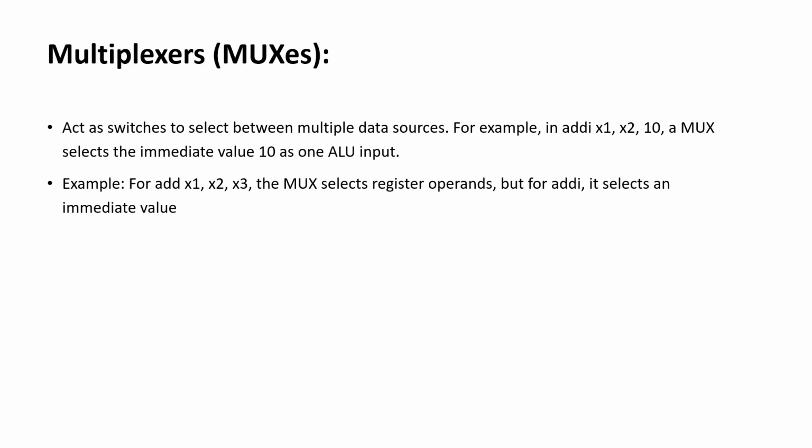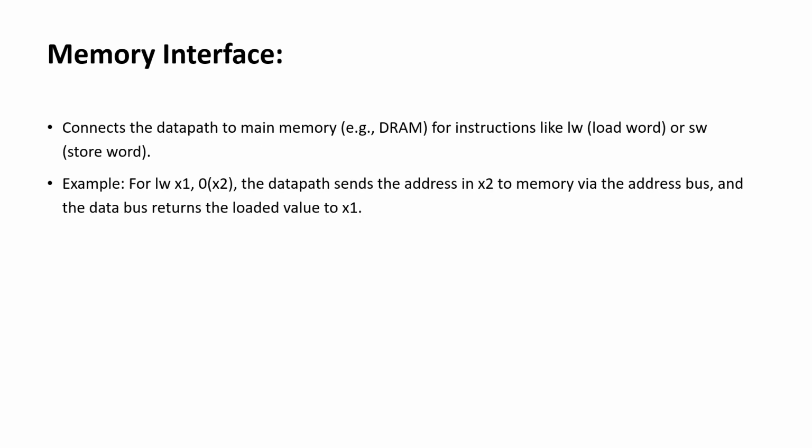The multiplexers act as switches to select between multiple data sources. For example, in ADDI X1, X2, 10, a multiplexer selects the immediate value 10 as one ALU input. For add X1, X2, X3, the multiplexer selects register operands, but for ADDI, it selects an immediate value.